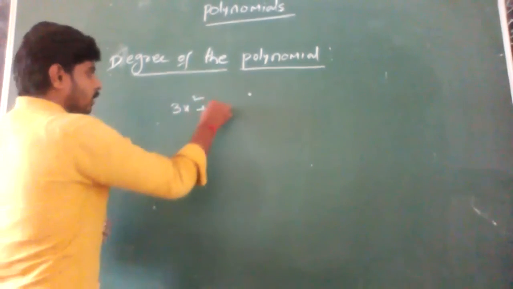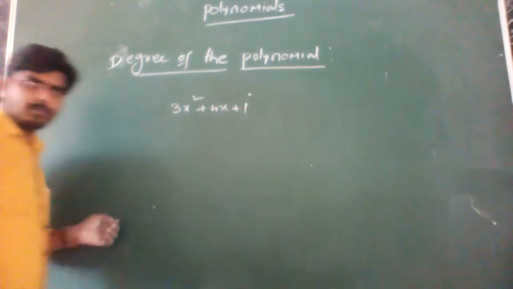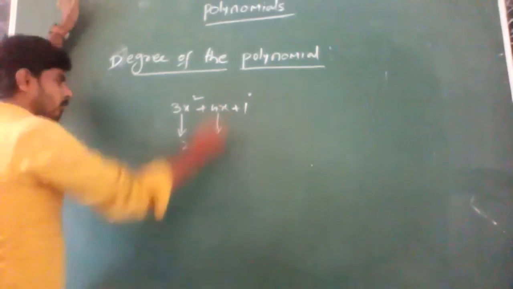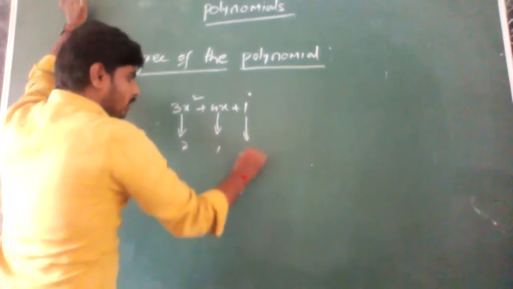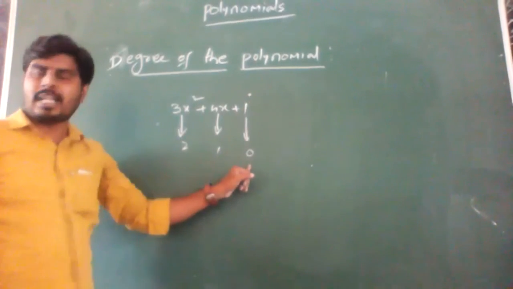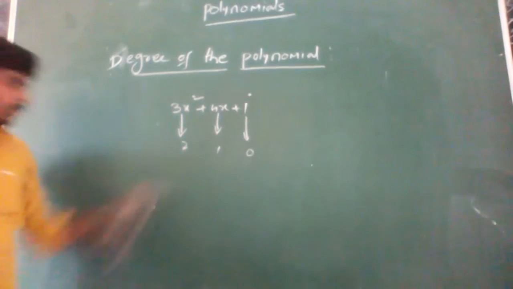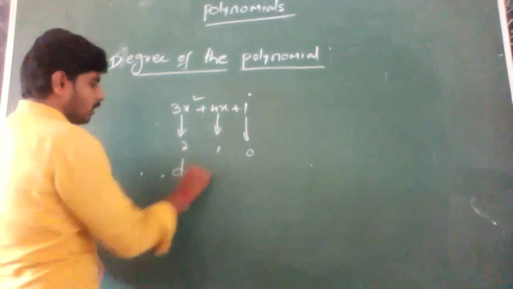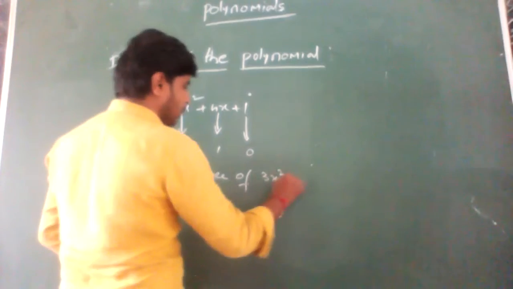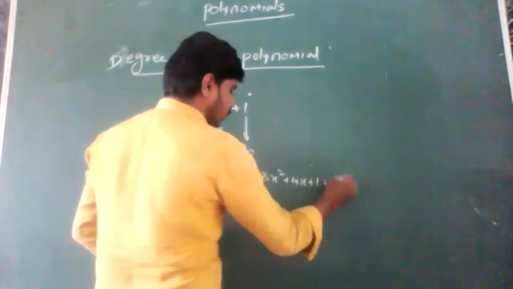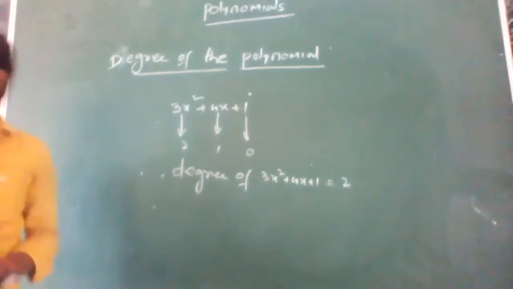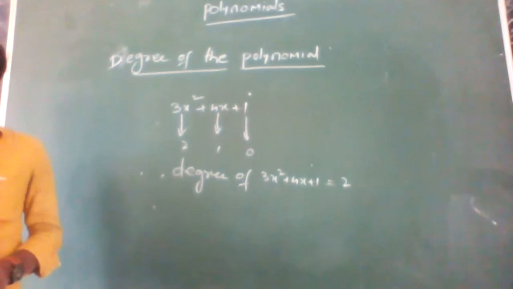Did you get? Suppose see 3x square plus 4x plus 1. What is the degree of this term? There is no variable, so it is 0. Which is the highest one? So therefore, degree of 3x square plus 4x plus 1 is equal to 2. Clear? Any doubts?